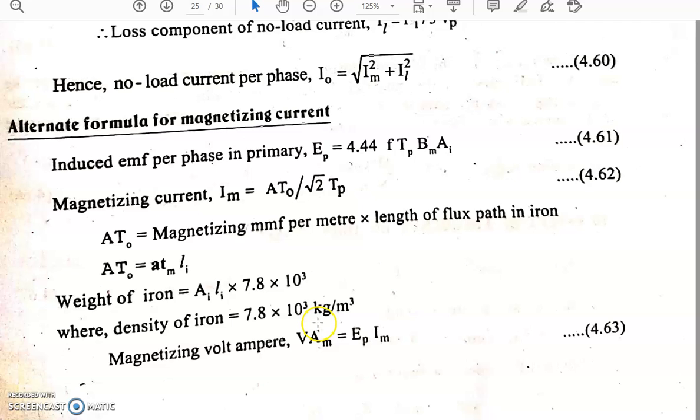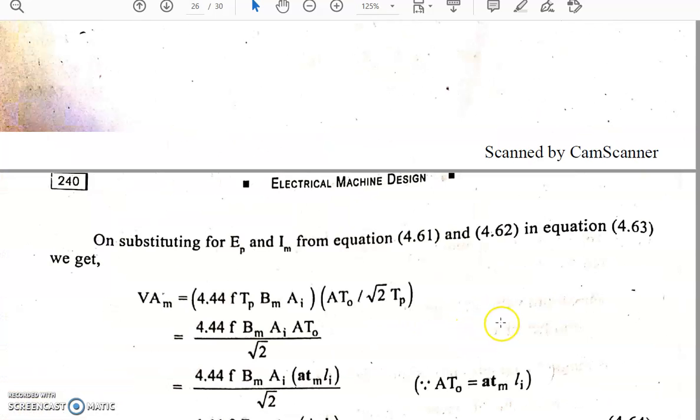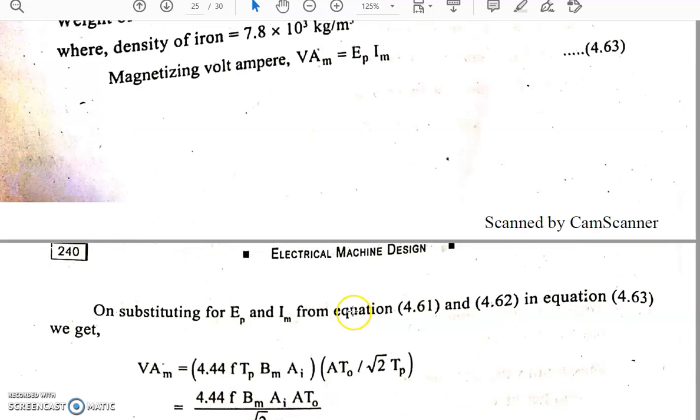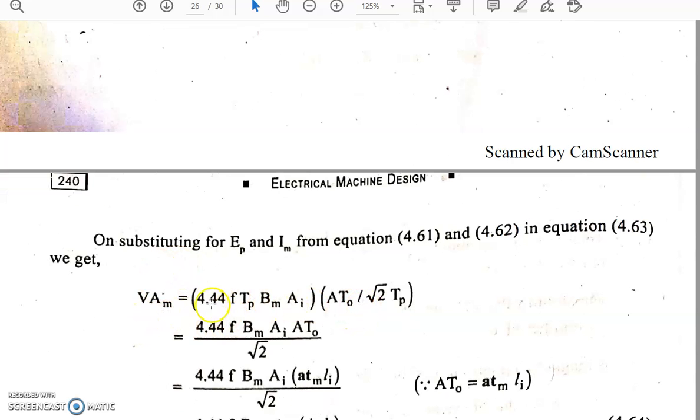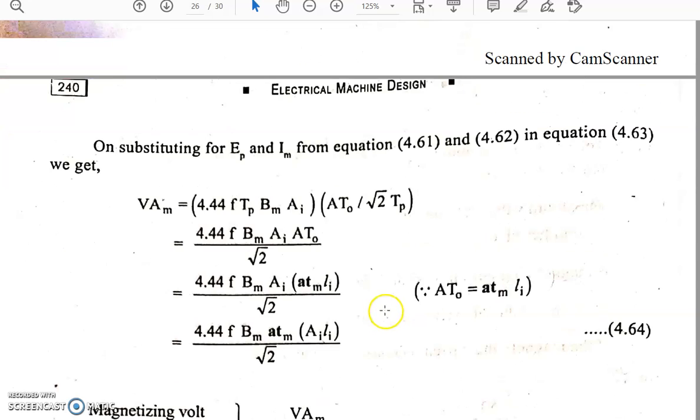The magnetizing volt ampere is voltage into current, so it is V into Im, and that is also equal to Ep into Im. So the magnetizing volt ampere VAm is equal to Ep, the primary induced EMF, and for Im we are substituting the equation AT0 by root 2 Tp for a sinusoidal EMF. Substituting everything in this equation, finally the Tp and Tp get cancelled from the equation, and the root 2 remains, with all other parameters kept as they are.